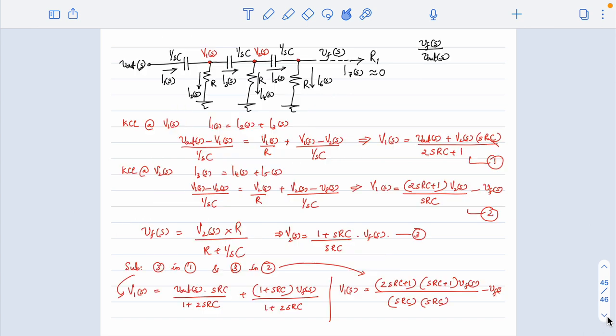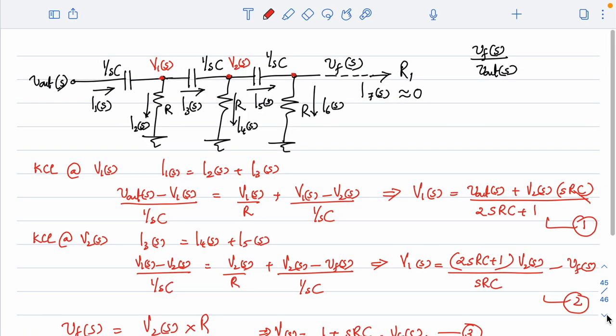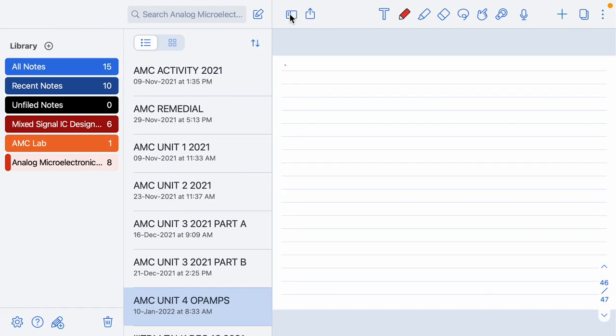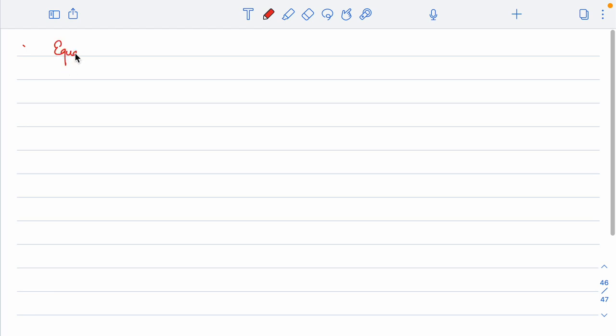Now, the whole point is to get an expression of V out in terms of Vf. So now you look at this, you got two expressions, right? If I number these as 4 and 5, the left hand sides of both are equal, right? So you can equate expressions 4 and 5 so that you get an expression with only V out and Vf. Equate 4 and 5 so that you will get an expression of Vf in terms of V out.